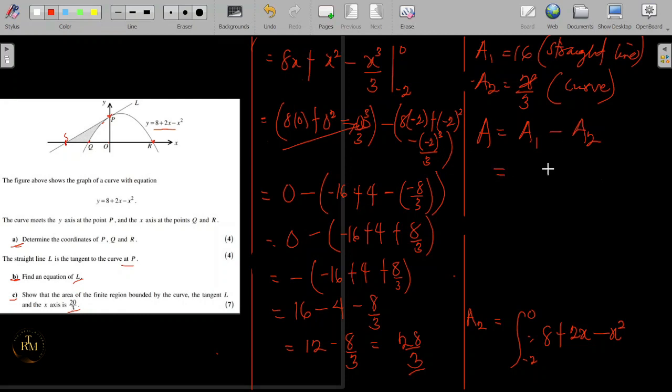So at the end of the day, I'm going to be having my area, A1, which is 16 minus 28 over 3. So at the end of the day, 3 times 16 is 48, 48 minus 28, divided by 3. And that will give me 20 over 3. And that's how the area equals 20 over 3.